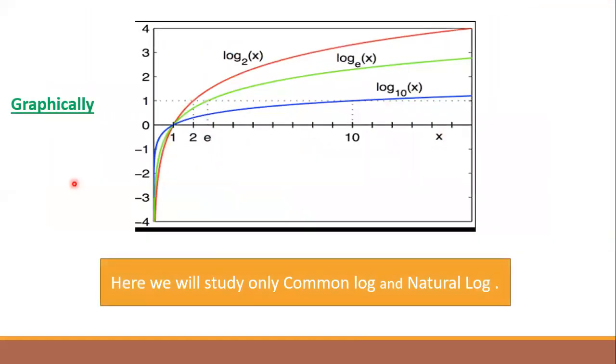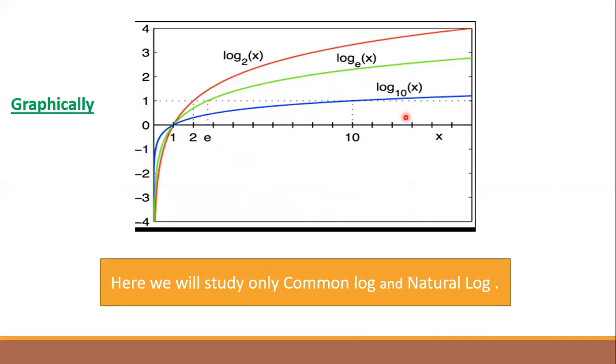Student, this is a graphical view of all three logs. This is the x-axis and this is the y-axis. You can see the blue line represents the common log, where the base is 10. The green-red line represents the natural log, and the purple-brownish line represents the binary log.